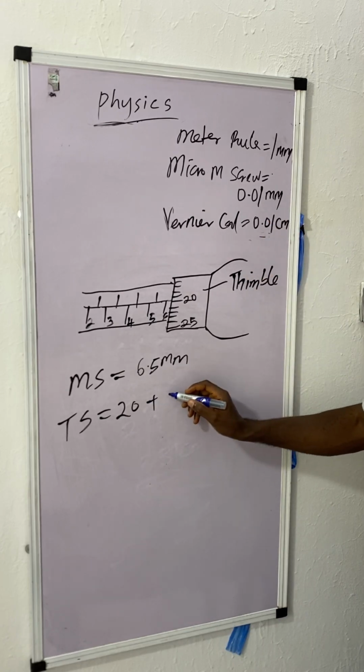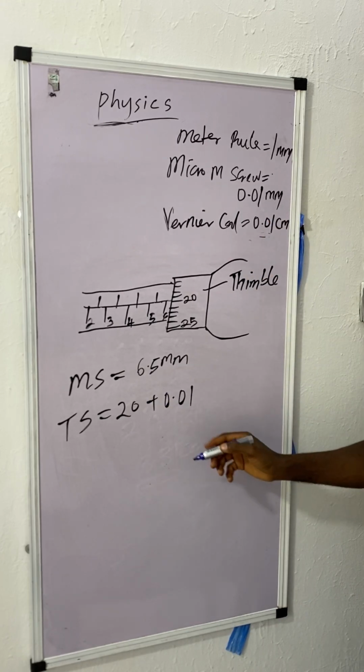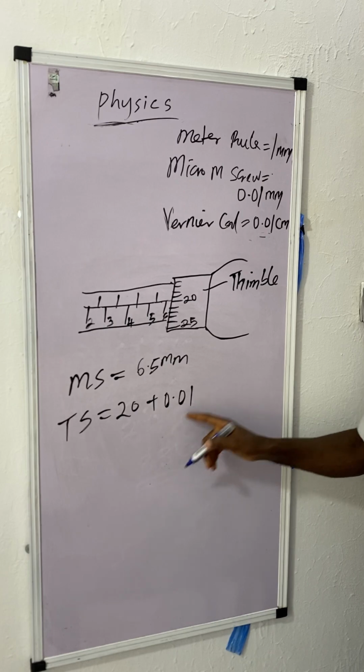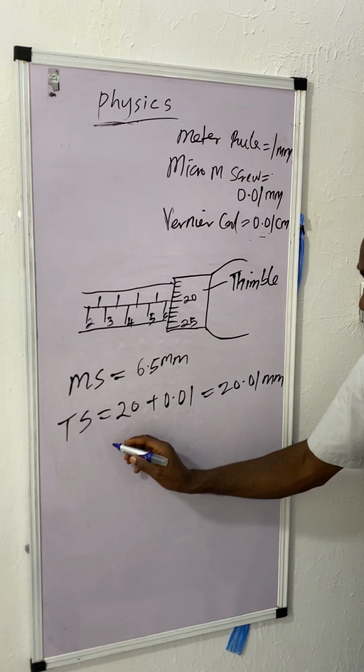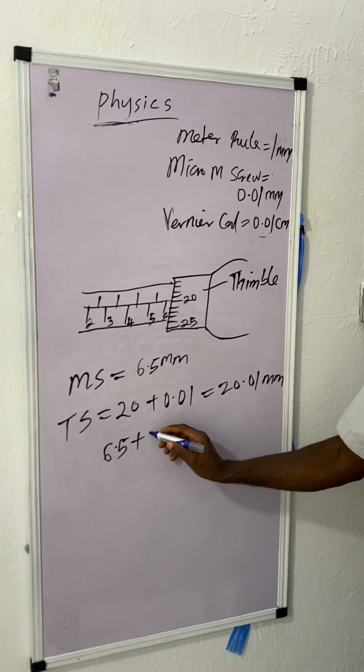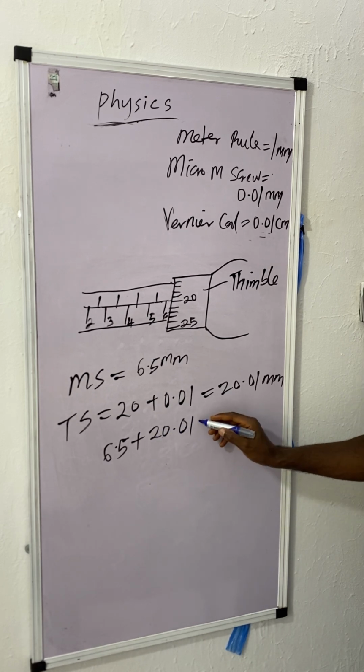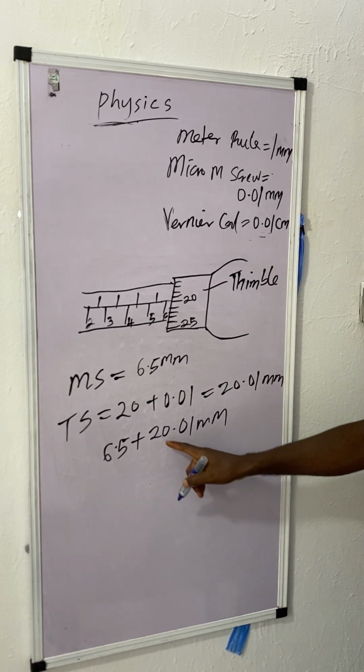Then we add our error, the error margin 0.01. Remember, it's in millimeter. This gives us 20.01 millimeter. We add both, right? 6.5 plus 20.01 millimeter. That gives us what?